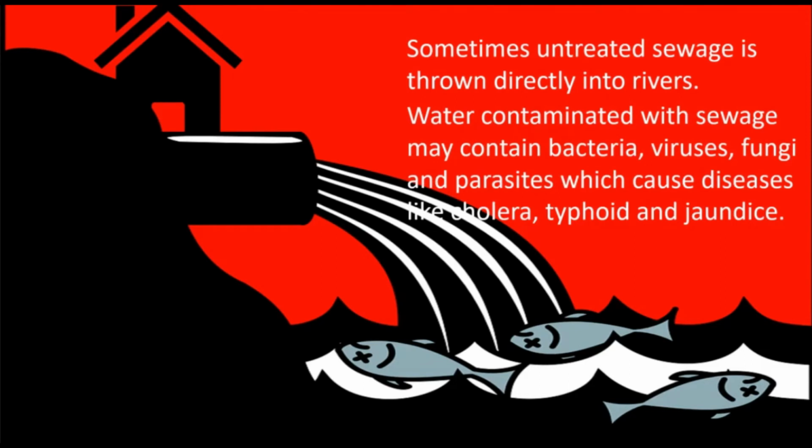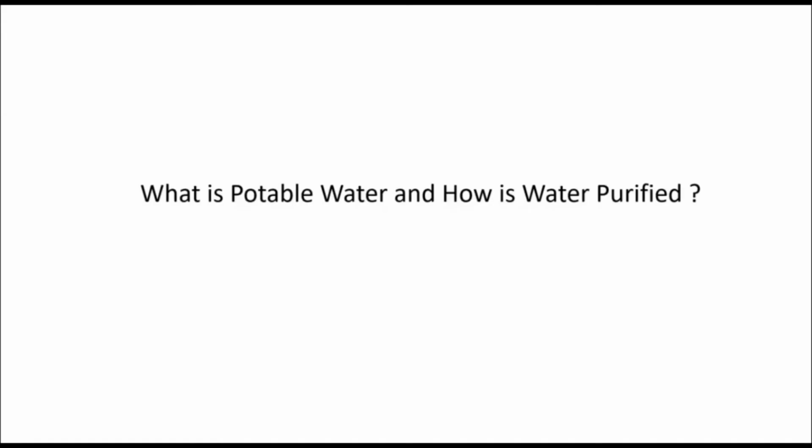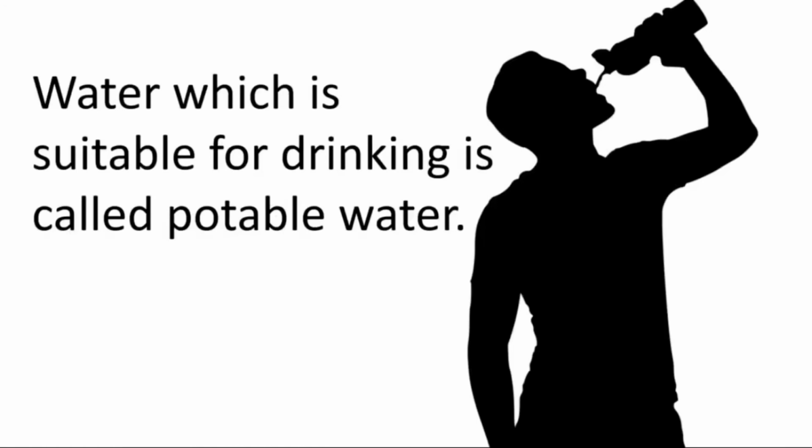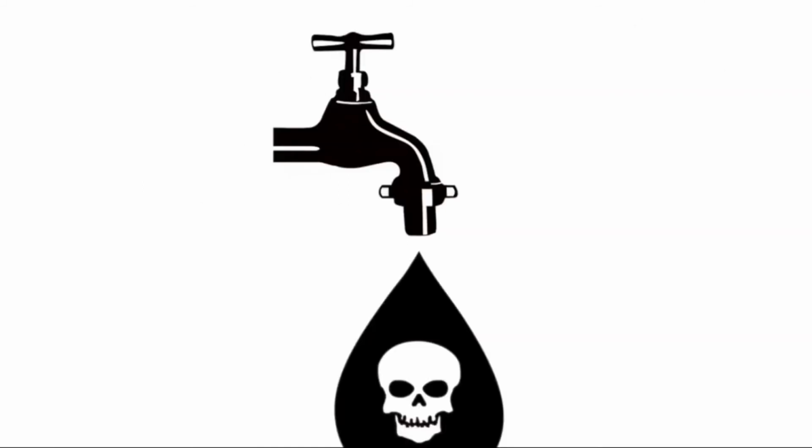How can we stop this? How can we make our water potable? And what do you mean by potable water? How can we purify water? Water which is suitable for drinking is called potable water. Water available through tap, in the pond, and from many sources is not always potable.